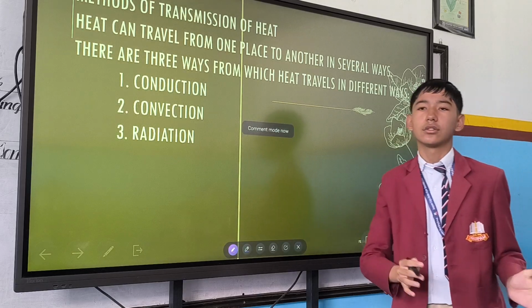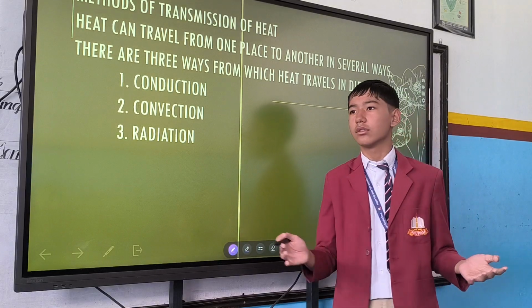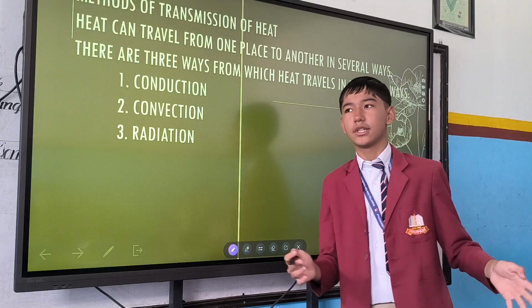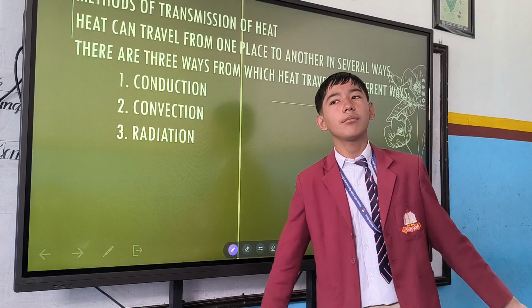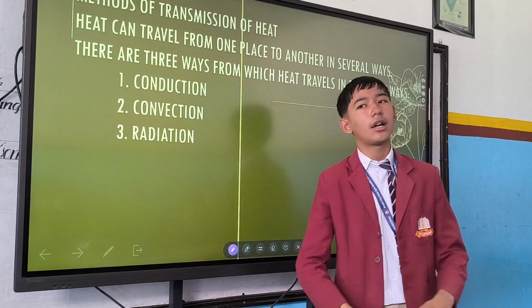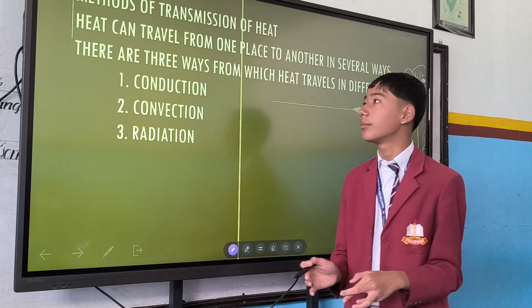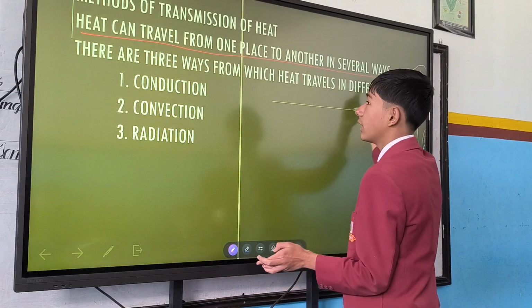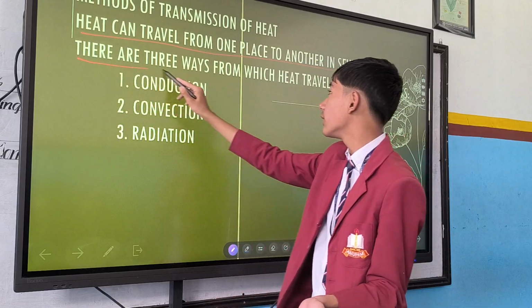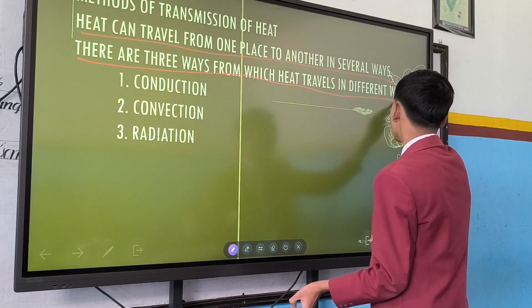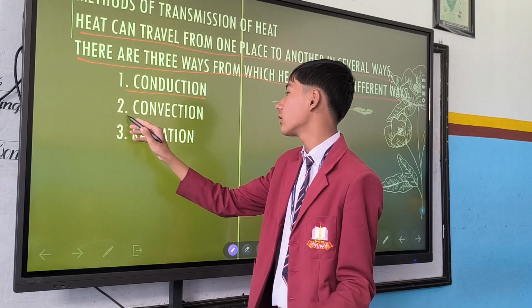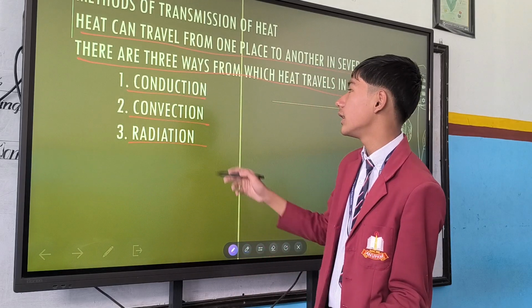So heat. We know heat, we just studied about it. We use heat in our daily life. So what are the methods by which heat is transmitted from one body to another? It can travel from one place to another in several ways. There are 3 common ways in which heat travels: conduction, convection, and radiation. Let's study about it.